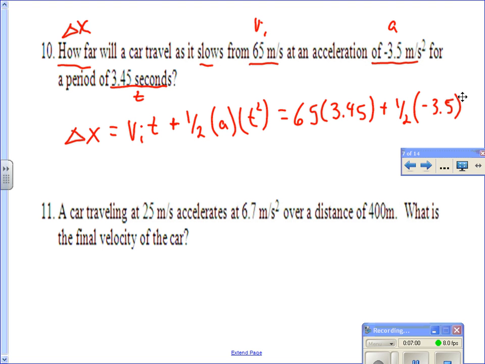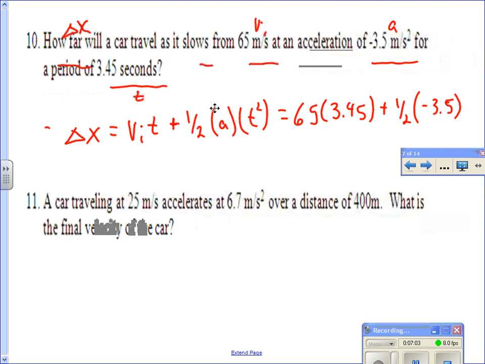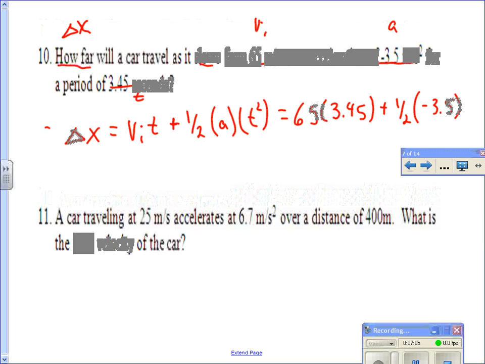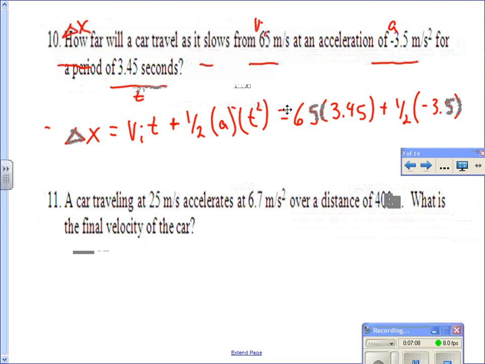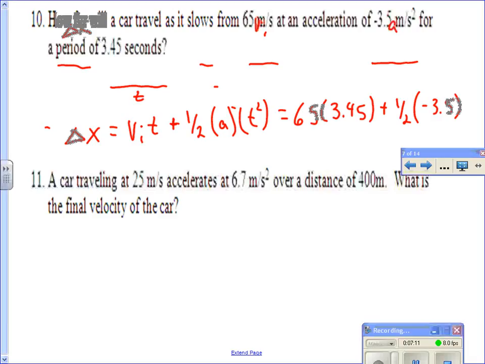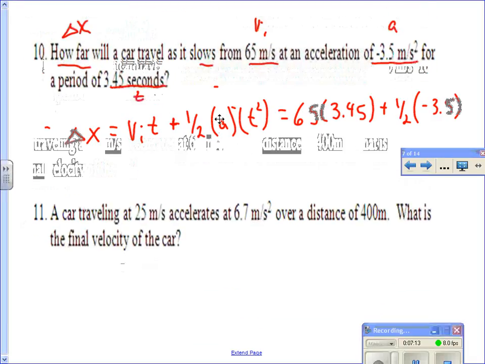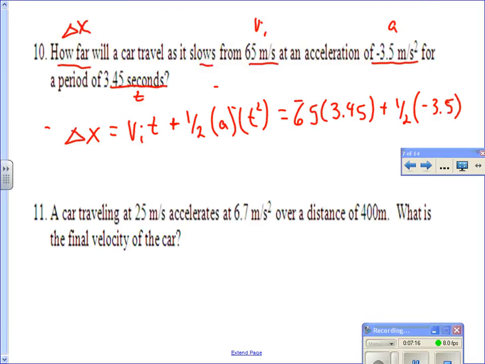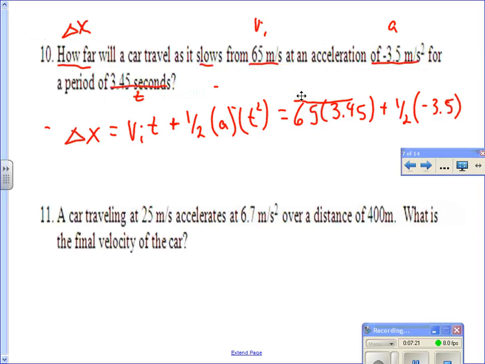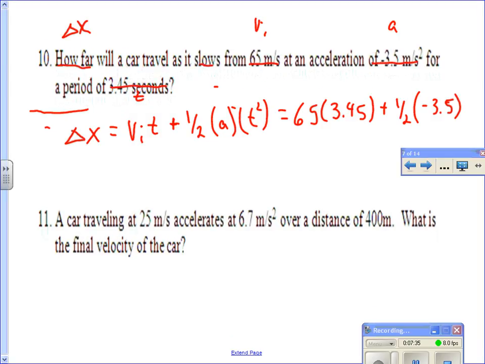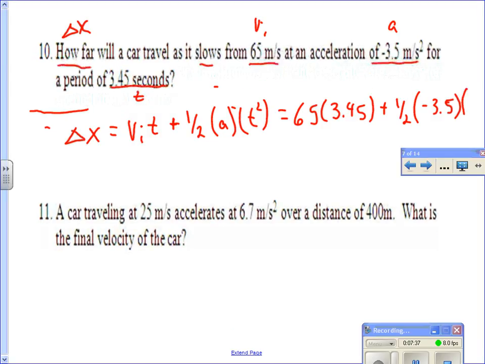Let's see if I can move this stuff over just a little bit. Oops, wrong one. Come on. All right, hold on a second. All right, I'll just write it over here. Sometimes this board isn't worth anything.